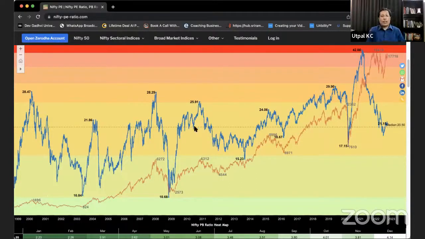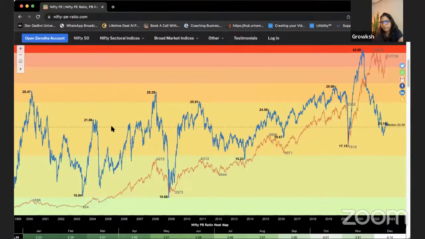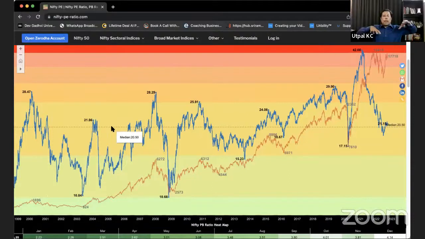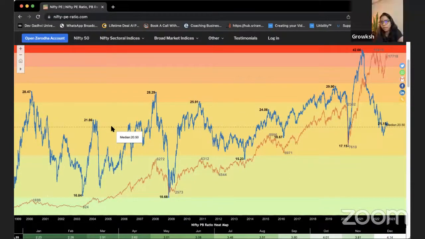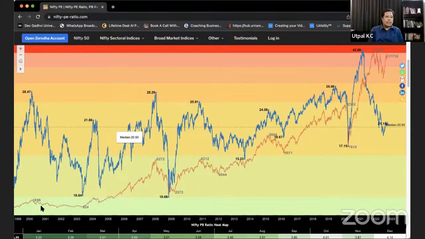Now this is the median. The median is around 20.50. So you can see PE remains around that median. Now Nifty, you see it was 1696, but those people who invested in the 1990s, in 2000 at 1696, could not make any money because of the time factor. For 5-6 years, they were making negative returns. Same thing happens here.